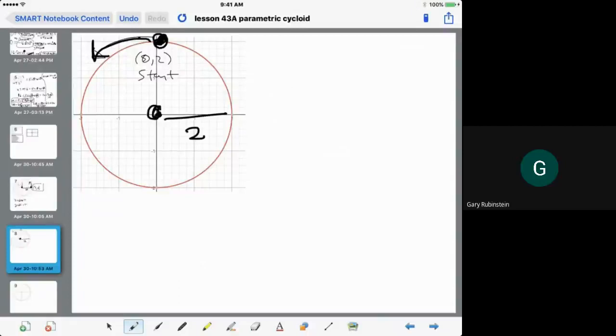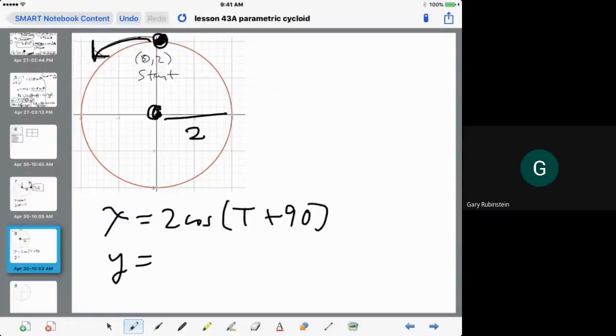Oh, someone made a comment. Let's see. Yes, and I see the answer there, which is the only difference is we put a plus 90. So the reason why this happens is when I put 0 in for t, it does cosine 90 and sine 90, which are 0, 1, and that's why it starts over there.